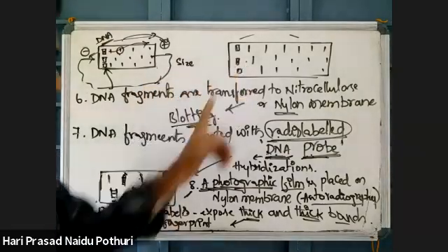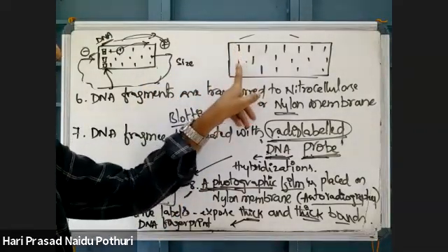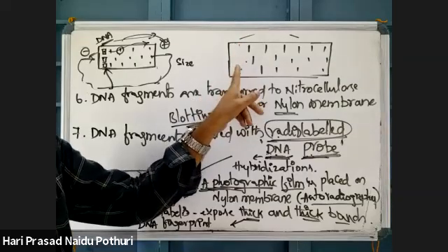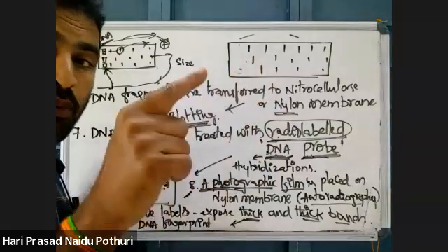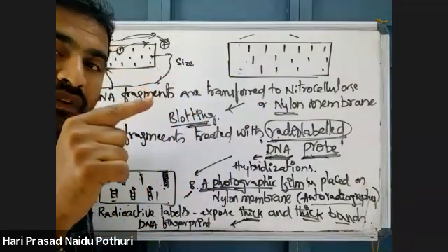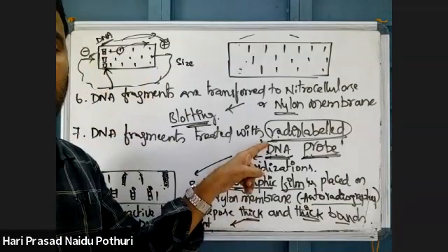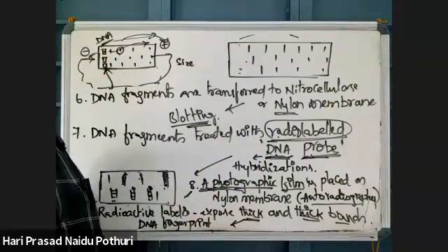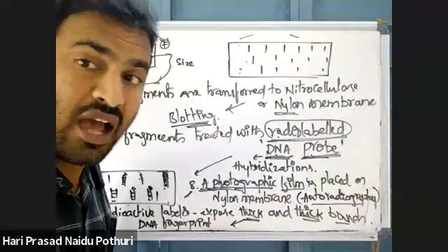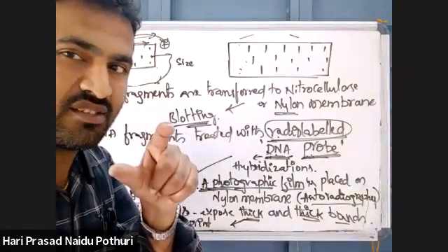Okay, this is the separated nylon membrane. Suppose this is a nylon membrane. To this nylon membrane we are adding a DNA probe. Probe means a short DNA fragment with radioactivity. A short DNA fragment with radioactivity is called a DNA probe. That DNA probe has a particular nucleotide sequence.